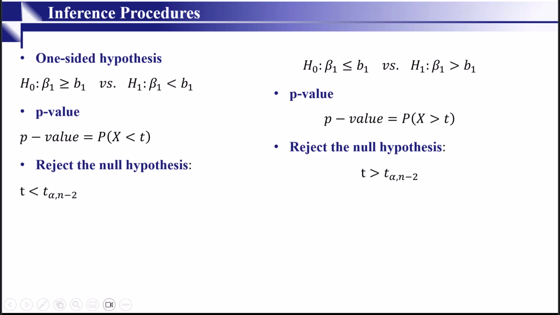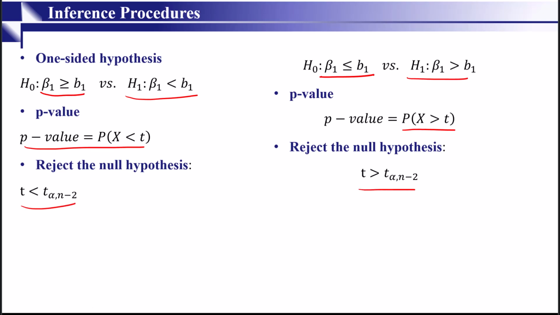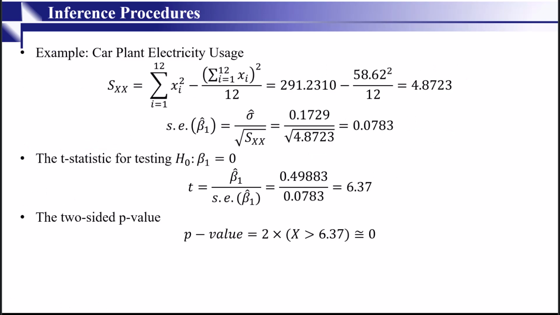Two cases we have. In the first one, we consider that the alternative is beta 1 less than b1. In the second, the alternative hypothesis says beta 1 is greater than b1. Then in the first case, the p-value is equal to the probability of X less than t. In the second, the probability of X greater than t. In the first, we reject the null hypothesis if t is less than minus t alpha, n minus 2. In the second, if t is greater than t alpha, n minus 2.